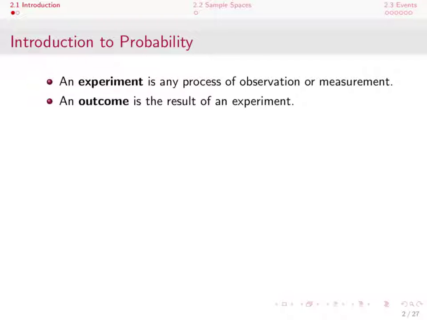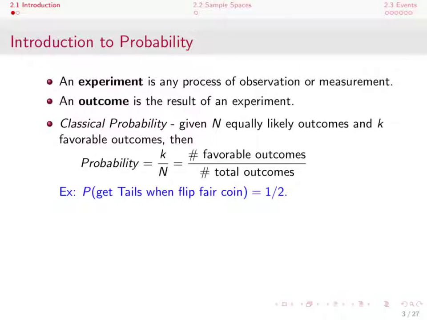An experiment will be a process of observation or measurement, and the result of any kind of experiment will be considered an outcome. And we also have a couple different ways of viewing probability from the start. The classical definition relates to when we're given n equally likely outcomes and k of them are considered favorable outcomes, then the probability of the event in question is k over n, where we take the favorable outcomes and divide by the total number of outcomes.